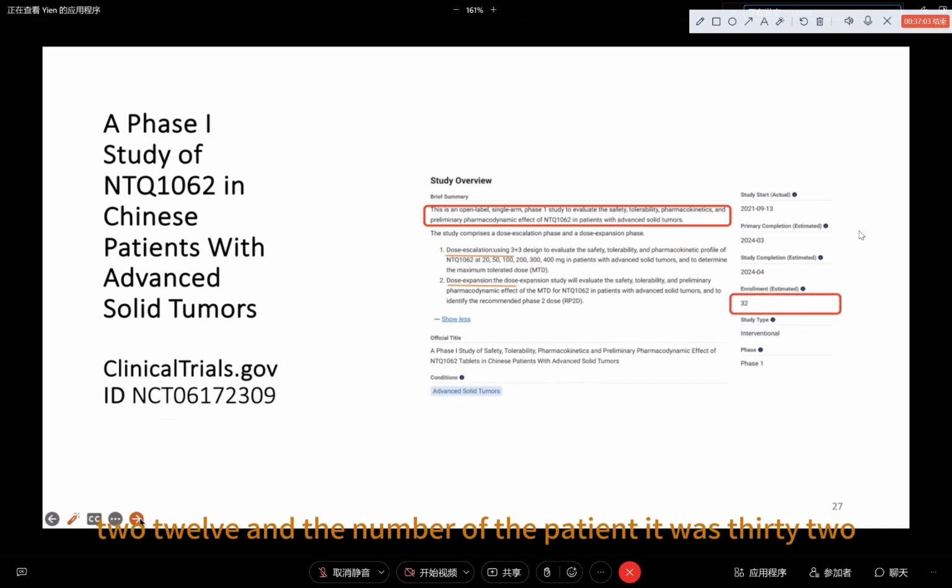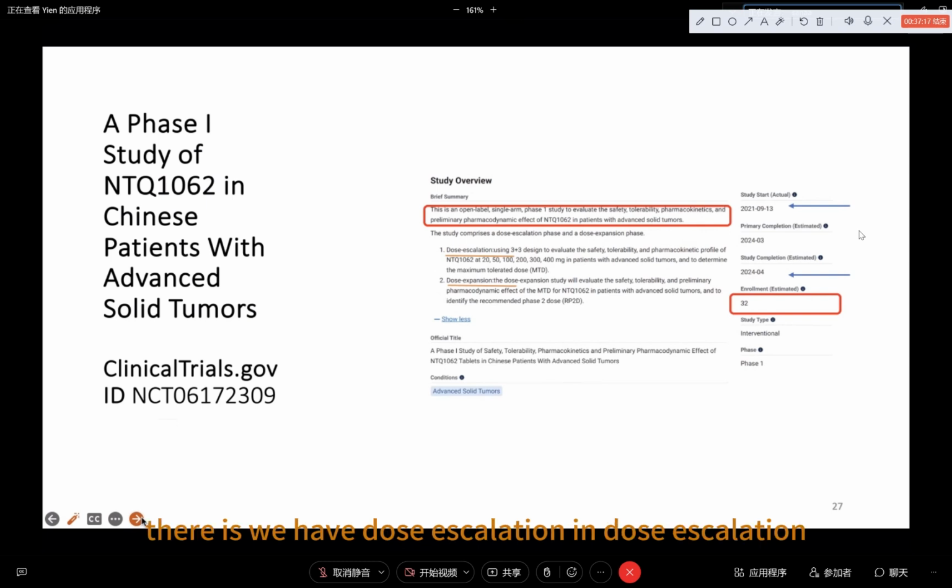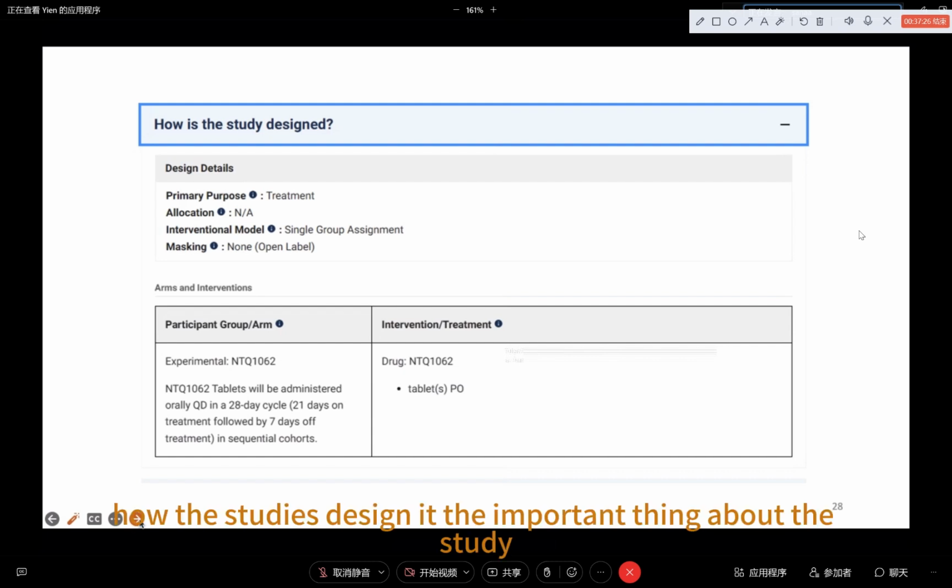The number of patients was 32. It was a small number of patients, but it's phase 1, so it's acceptable. They started in 2021 and will finish in 2024. As Yin she mentioned, we have dose escalation. In dose escalation, it means there is expansion in the time of conducting the study. Yes, this is how the study is designed.